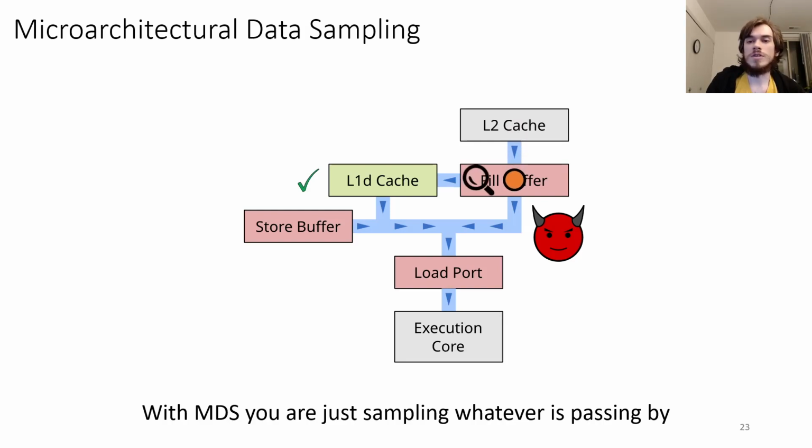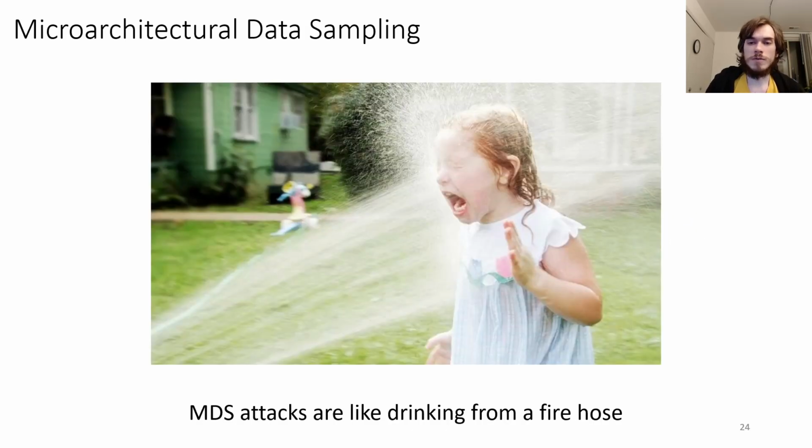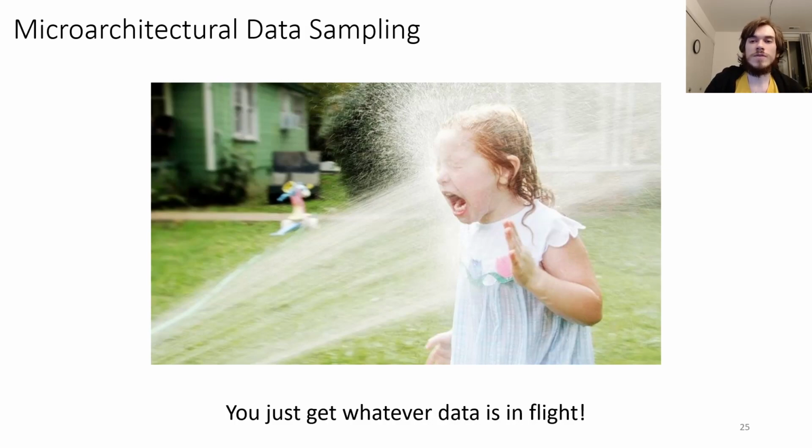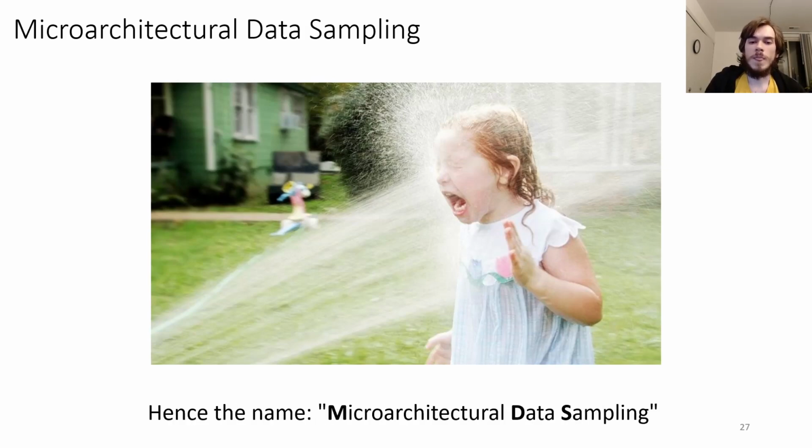So if we have the orange dot, you will just see the orange dot from the fill buffer. And if we have the blue dot here, you'll just see the blue dot from the fill buffer. And then finally, if we have this green dot, you'll just see the green dot from the fill buffer. This just means that whatever is passing by at the time, that's what you'll actually extract using MDS. And it's really like drinking from a fire hose, because you actually just get whatever data is in flight. And this also means that you actually have no control over what you're actually getting. And hence the name microarchitectural data sampling, because it means that you're just sampling data from these microarchitectural buffers.